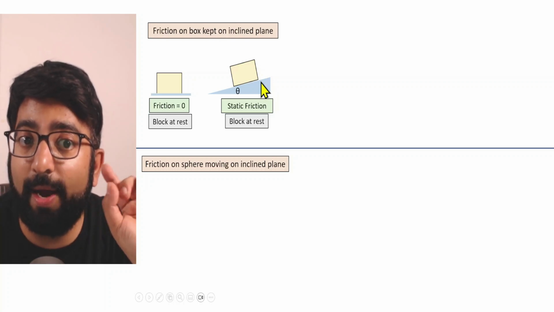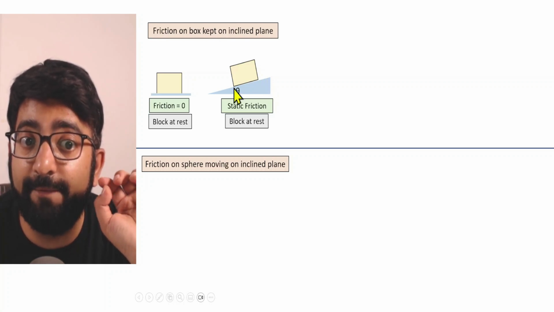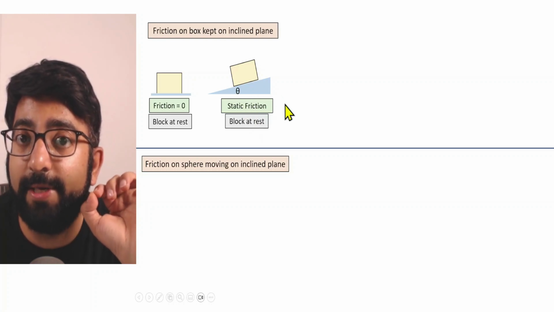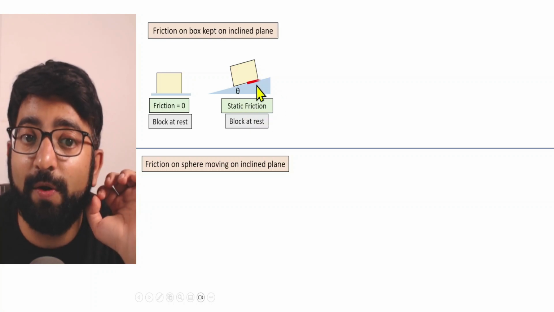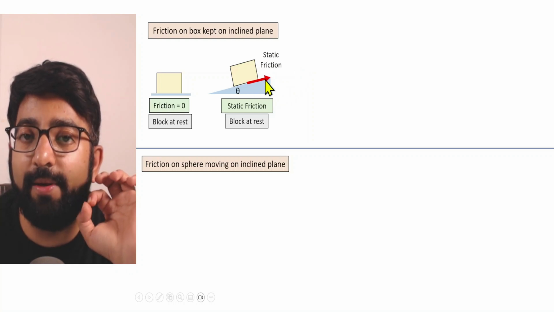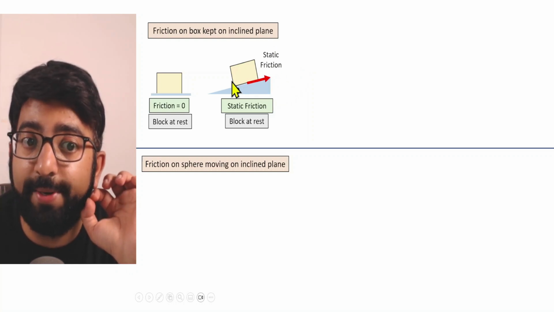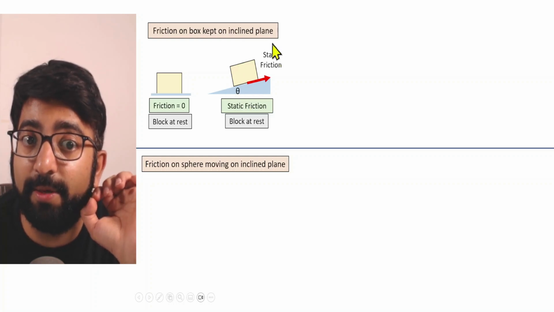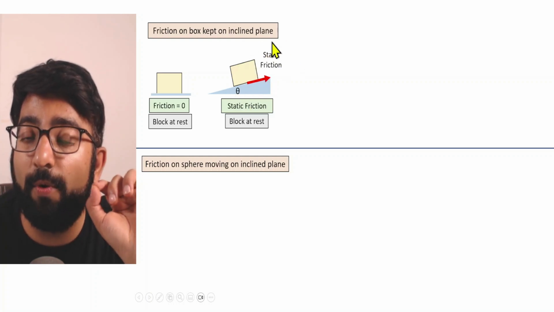But the magnitude of that will depend on this angle theta. If we keep increasing the angle theta, the value of static friction will keep on increasing. And the direction of static friction will act up the incline. But the magnitude of that will depend on this angle theta. If we keep increasing the angle theta, the magnitude of static friction will keep on increasing.